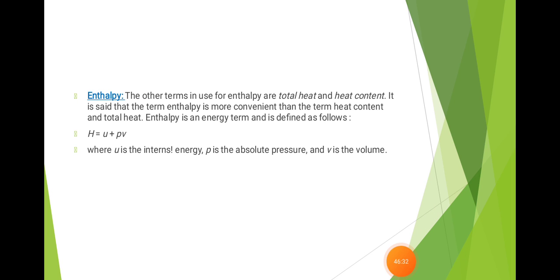Now we can see the last term, enthalpy. The other terms in use for enthalpy are total heat and heat content. It is said that the term enthalpy is more convenient than the terms heat content and total heat. So enthalpy is an energy term and it is defined as capital H, and it is calculated by U plus P into V, where U is the internal energy, P is the absolute pressure and V is the volume.